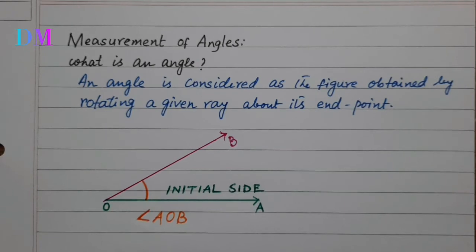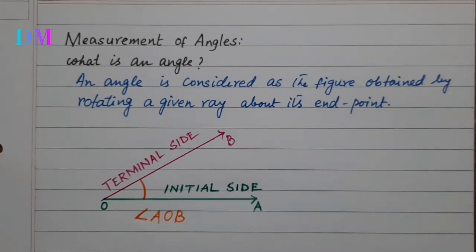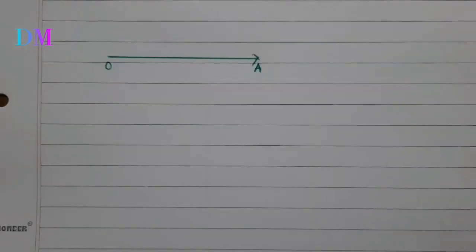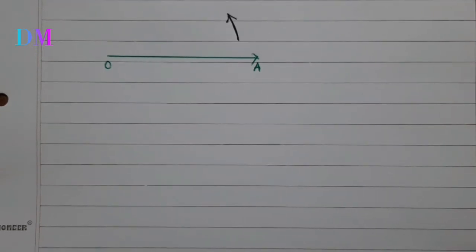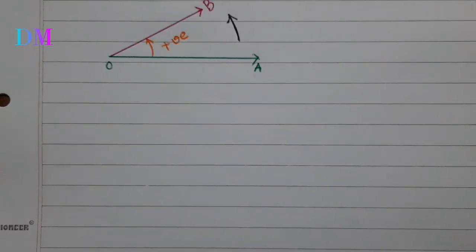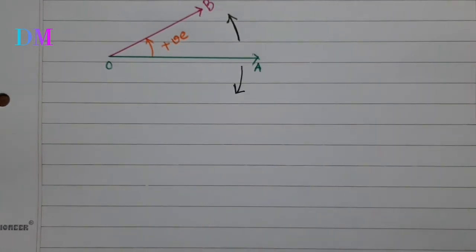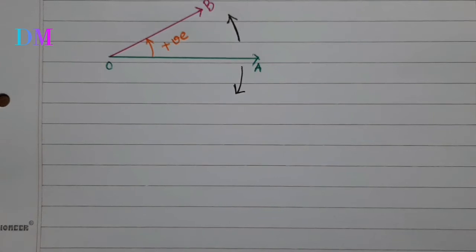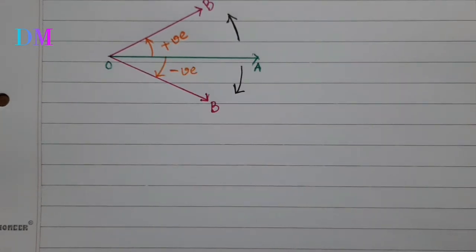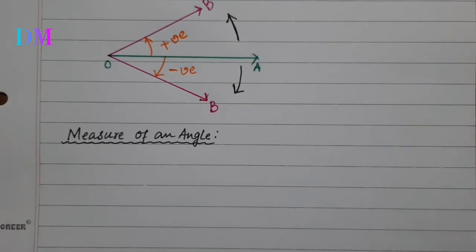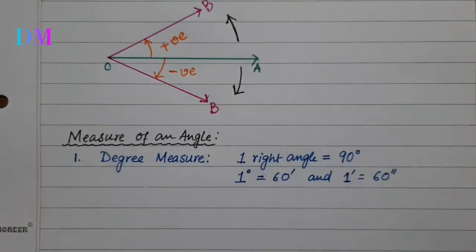Here the side AO is known as the initial side and the side OB is known as the terminal side. Now if we rotate the line AO in anti-clockwise direction, then we get a positive angle. But if we rotate it in clockwise direction, then the angle is negative. Now we will know about the measure of an angle.